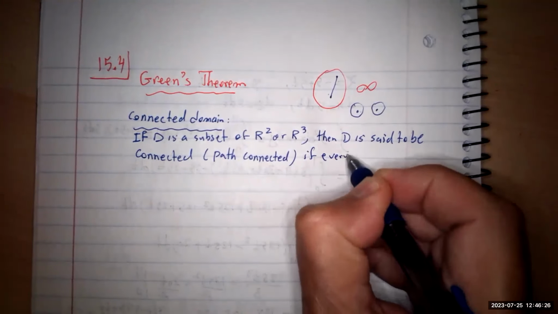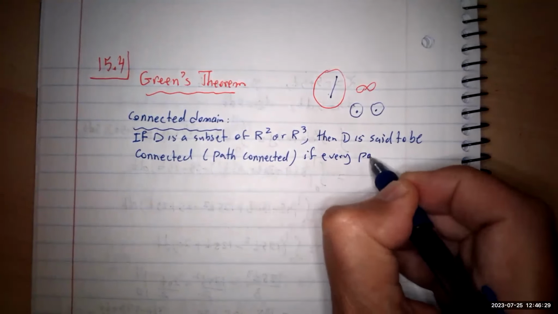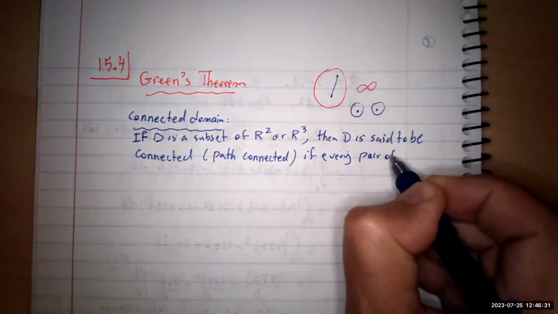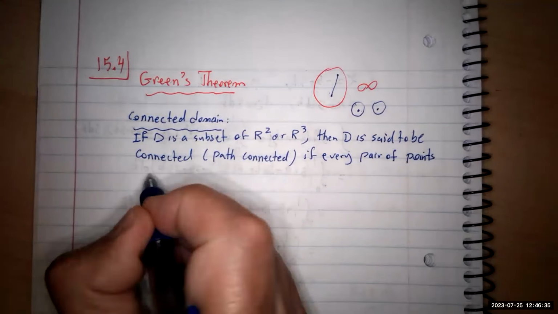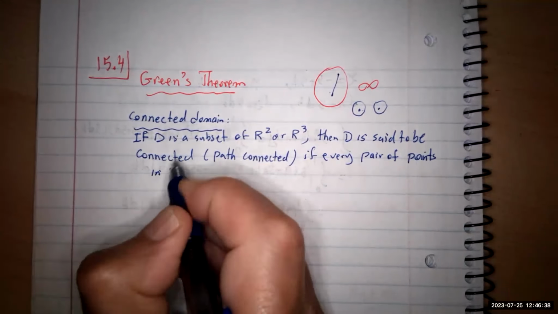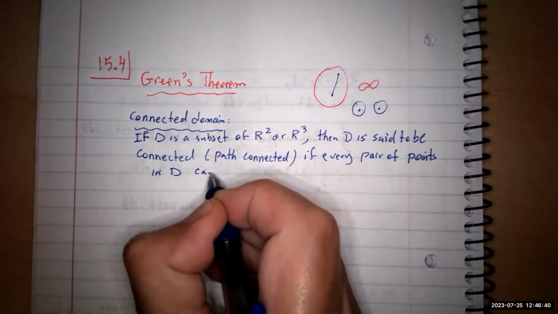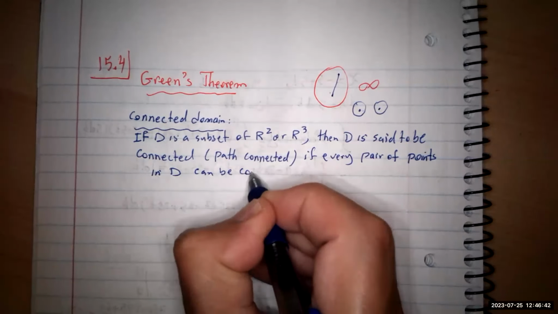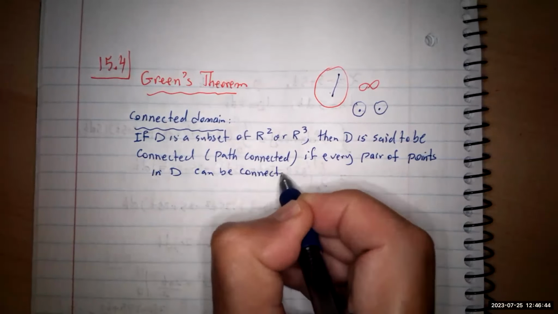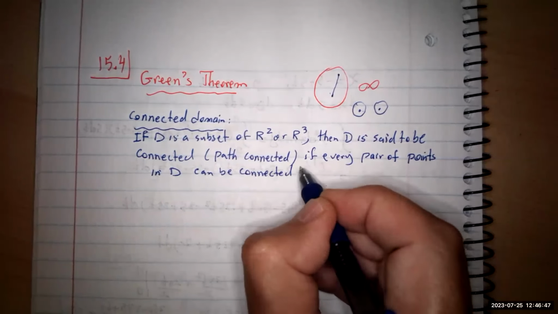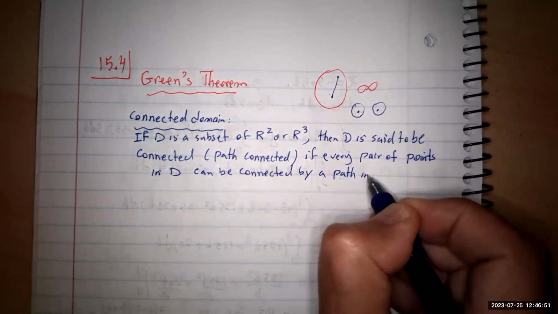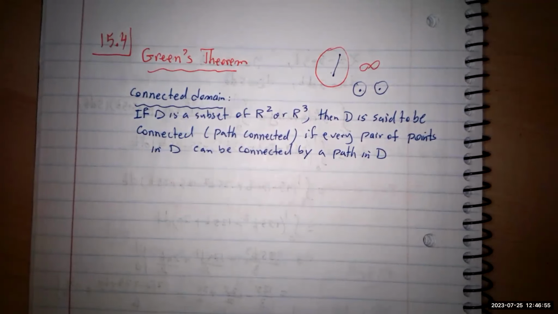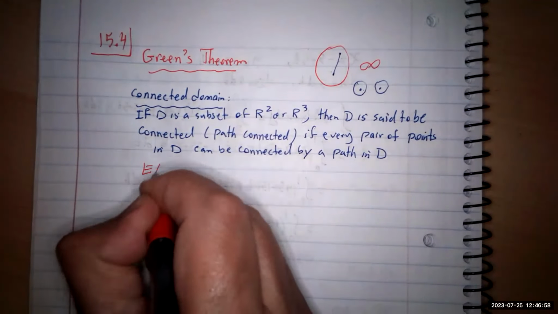every pair of points in the domain can be connected to each other by a path in D. So we say it's path connected. Okay, so now the examples of path connected, easy ones.